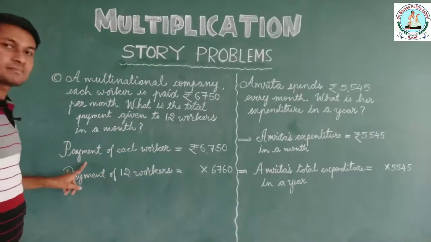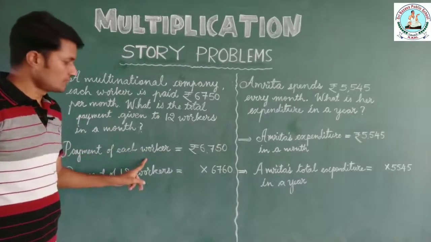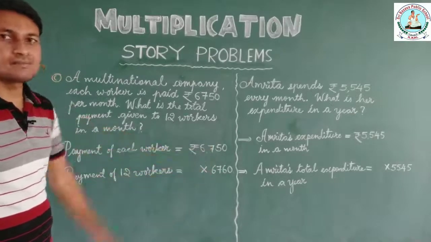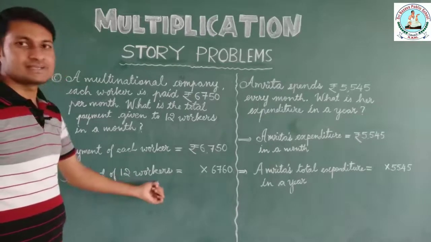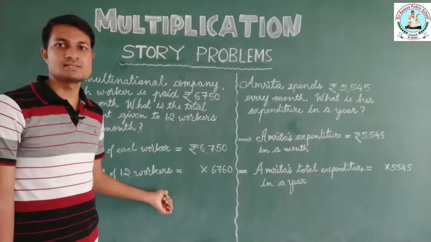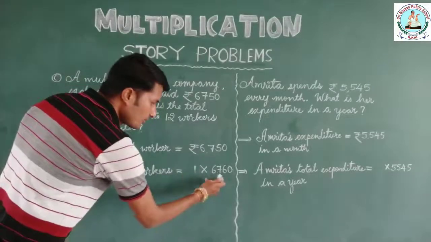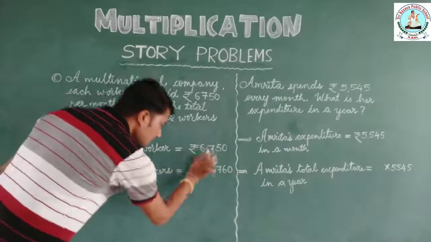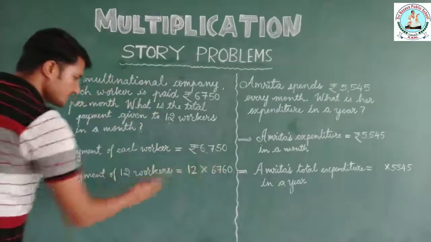So the first statement would be payment of each worker. So this is the payment of each worker, that is rupees 6,750. Then we need to find out the payment of 12 workers in that MNC, or else multinational company, right? So this is the payment of one worker, but we need to find out 12 workers. So that is why you have to multiply with 12. So let's multiply this separately.